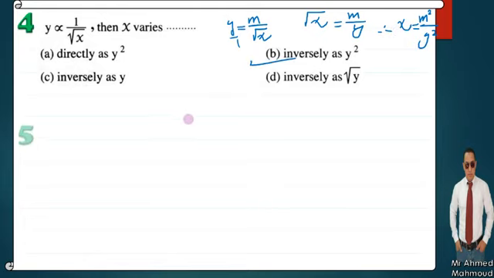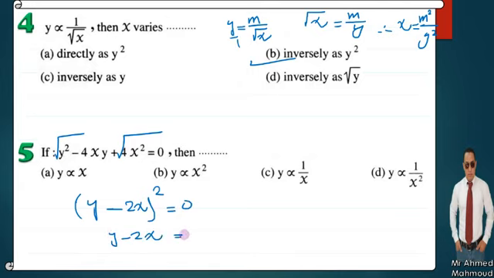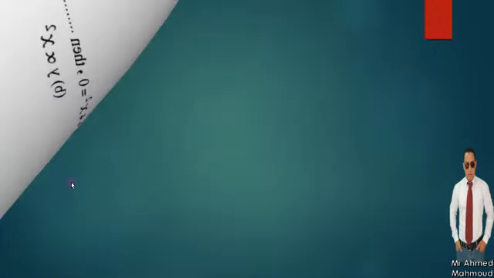This is the answer. Number 5, y squared minus 4xy plus 4x squared equals 0. This is a perfect square. I will write root y to the power of 2 here and root 4x to the power of 2 here equals 0. Then y minus 2x equals 0. By sending 2x there, y equals 2x. Y equals 2x, then y varies as x.